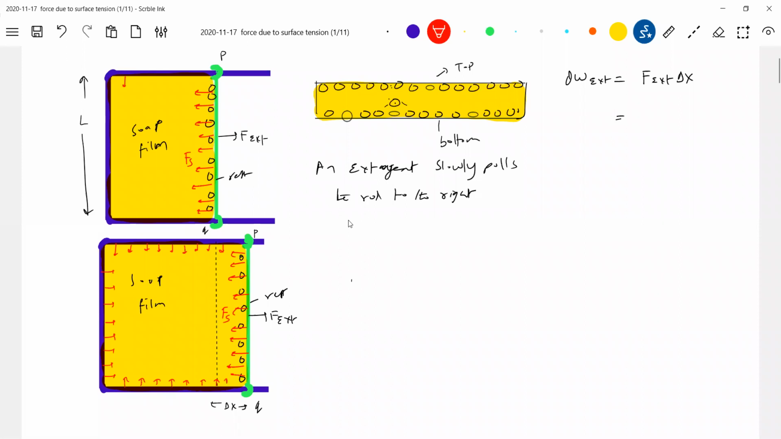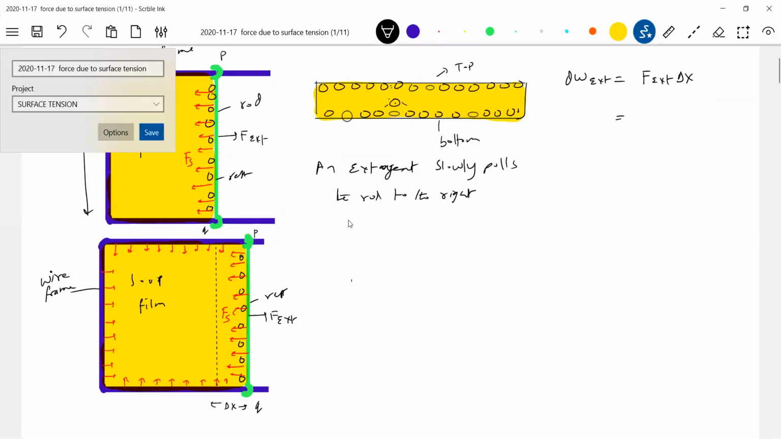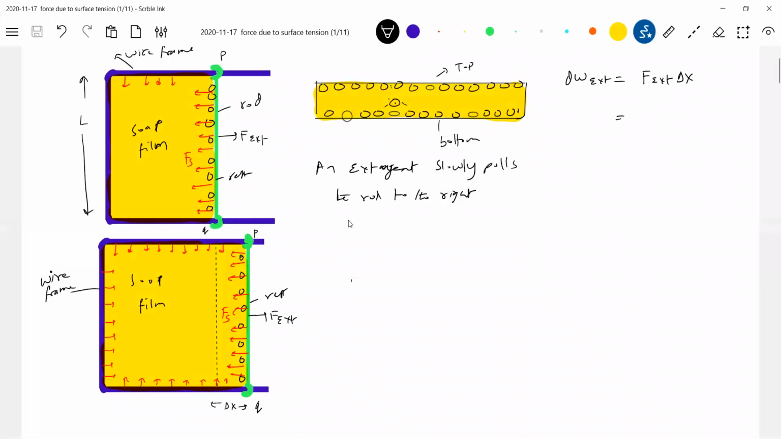I'm not bothered about the wire frame. What is this? Somebody is asking, sir, what it is. It's a wire frame. And this green color is rod PQ. An external agent slowly pulls the rod to the right.